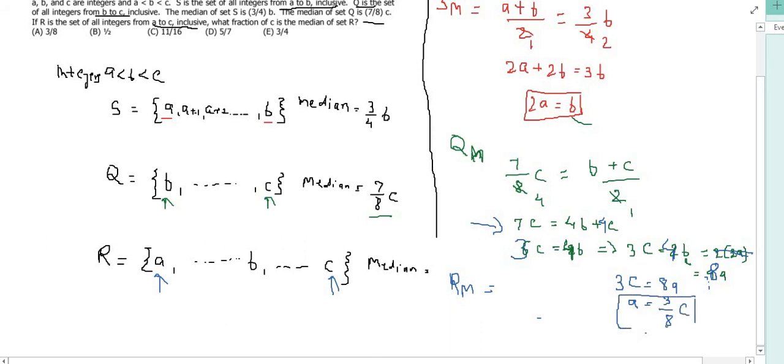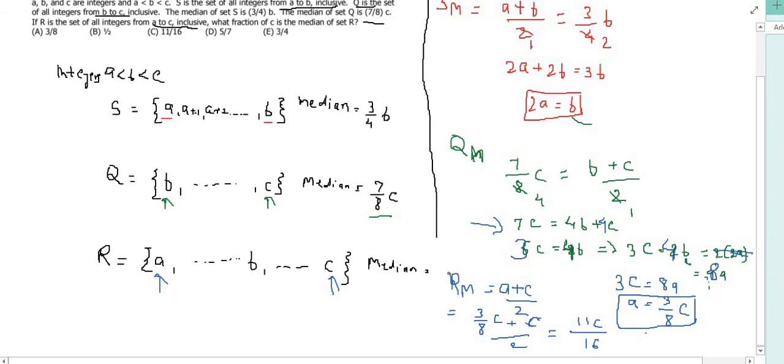This is what you get. Now let's try to find out RM. As I told you, this is (A plus C) by 2. Let me substitute the value of A in terms of C. Your median will be (3 by 8 C plus C) divided by 2. When you simplify, cross multiply, 8C plus 3C is 11C, so 11C by 16.